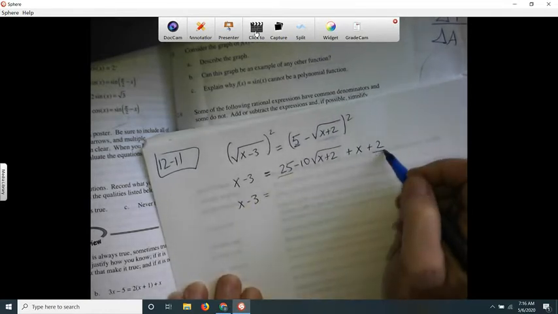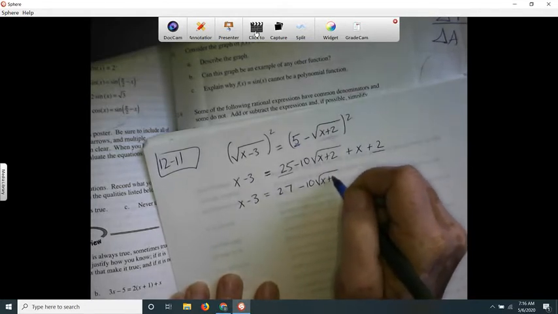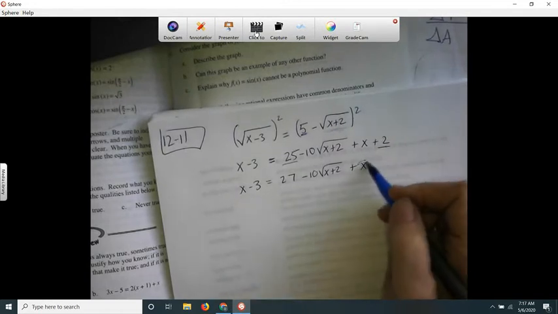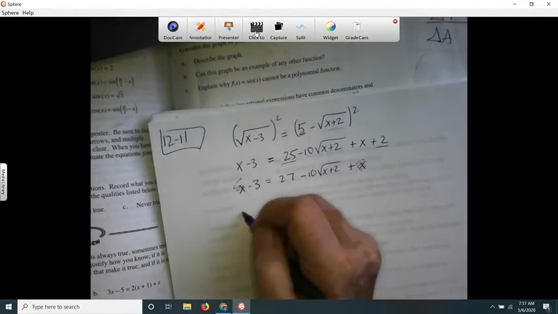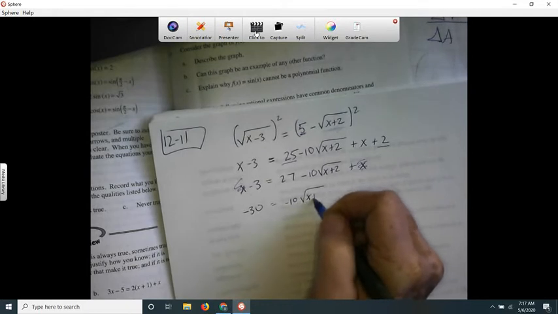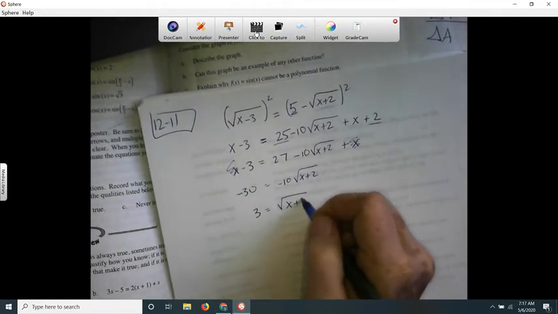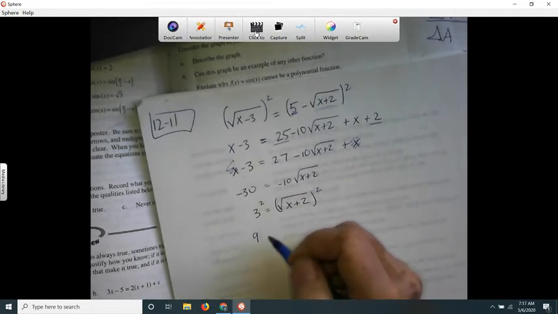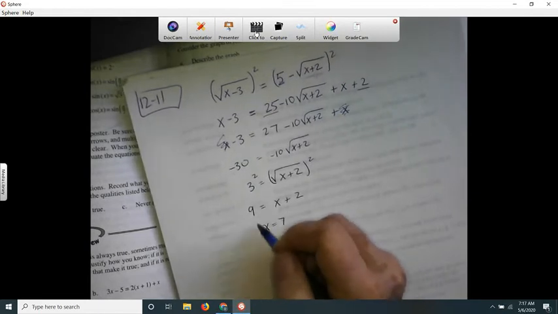The 25 and the 2 can combine. So that's not too good looking, but I think I can cancel out my x's. And then I'm going to bring the 27 over here. So I think I'm going to have negative 30 over here. And then I'll divide both sides by negative 10. And then I can square both sides. And then I can subtract 2. So now I know x is 7.